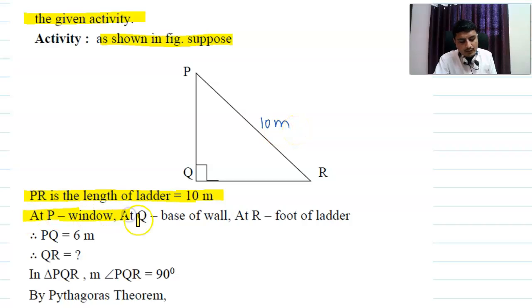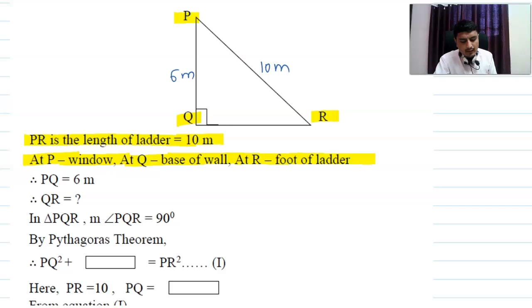At P we have the window. Q is the base of the wall, that means the vertical wall is PQ. At R is the foot of the ladder. So PQ equals, as per the given, 6 meters, that means the height of the window from the ground level is 6 meters as per the given.